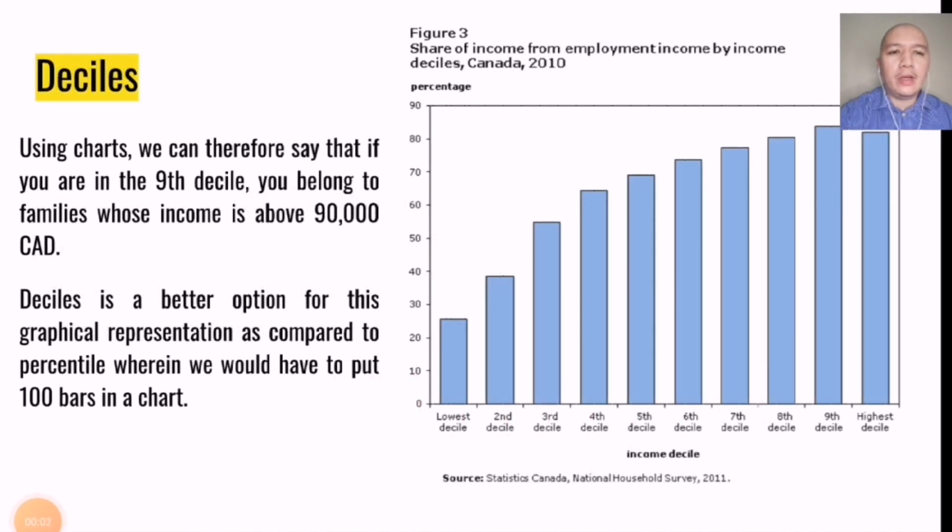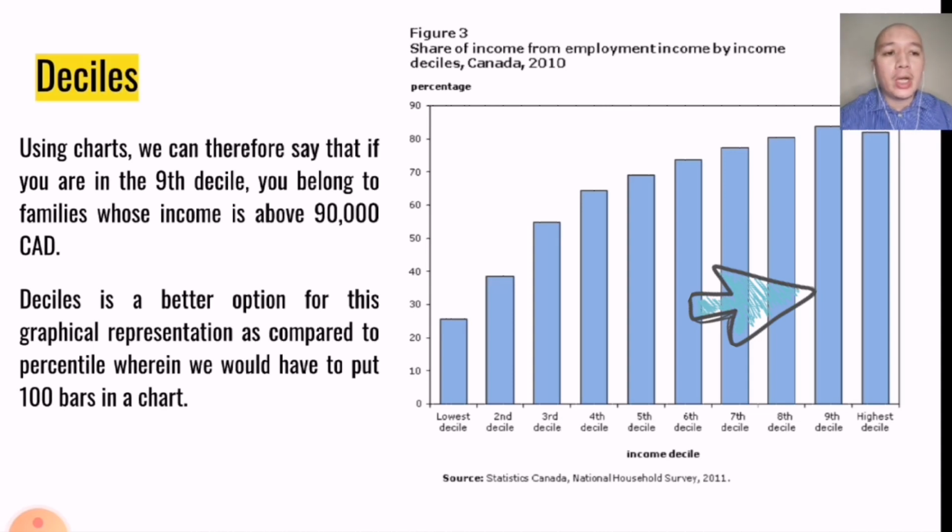So here we have an example of data taken from Canada's Statistics of National Household. It was done in 2011, and this was through a survey. Now, what we can see using the chart is that if let's say you belong in the ninth decile or sinabi sa'yo, okay, your family belongs in the ninth decile. What does that mean? It means that your family's income is above 90,000 Canadian dollars.